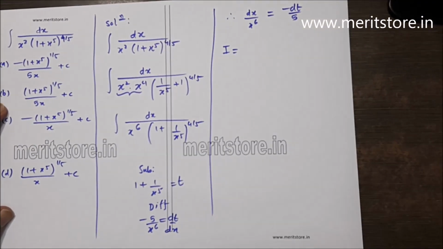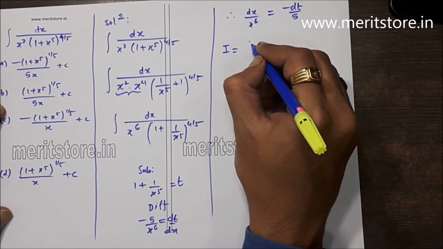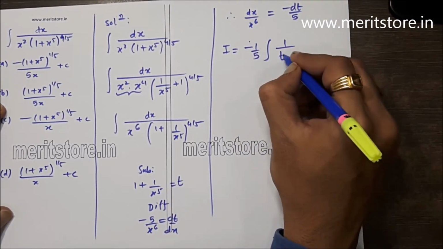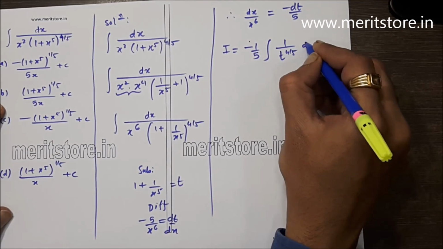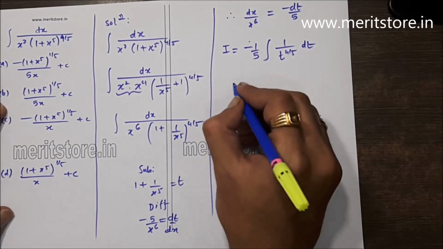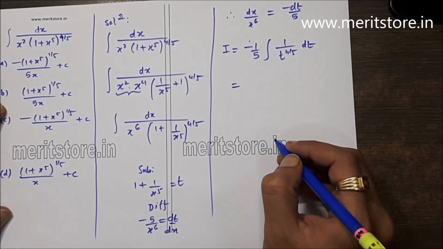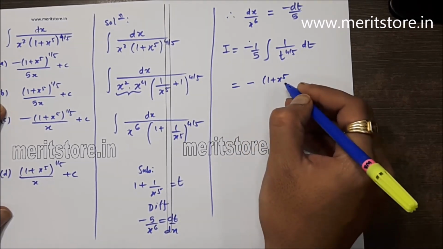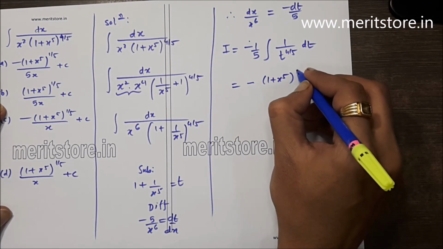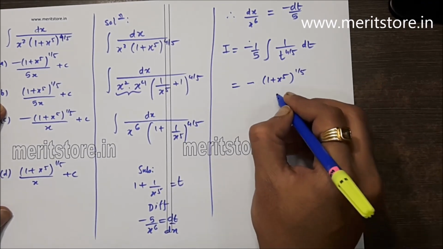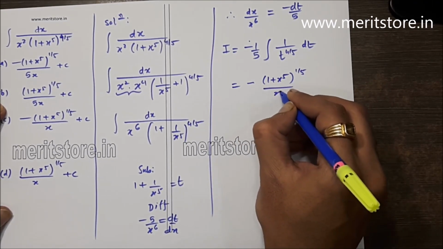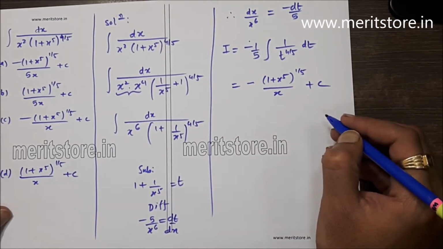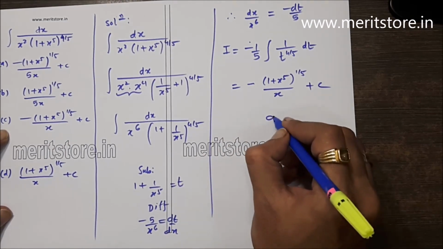Continuing with the integral, it will become minus 1 upon 5 integral of 1 upon t raised to 4 upon 5 dt. After the integral, my answer would be minus (1 plus x raised to 5) the whole raised to 1 upon 5 upon x plus c, which matches with our option number C.